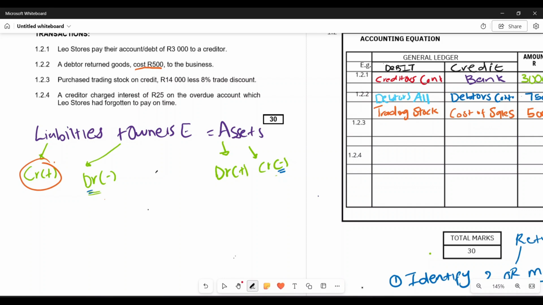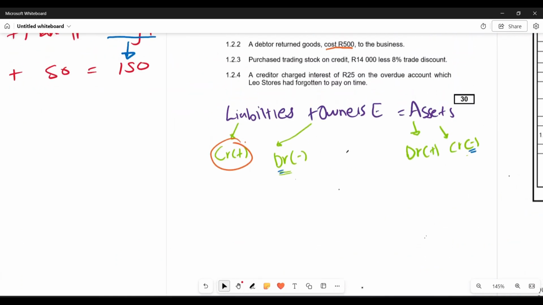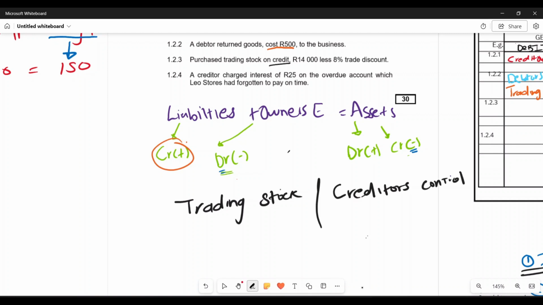Now, 1.2.3, here we purchase trading stock on credit of 14,000 less 8% trade discount. Now, first, when we purchase stock, remember the first step is to identify your two accounts. What are the two accounts that would be affected? So here we are purchasing trading stock, so the first account will be your trading stock account. And because we are purchasing this trading stock on credit, the other account that will be affected is your creditor's control. If we purchased this trading stock for cash, the other account that would be affected would have been bank. But here, because you are purchasing on credit, the account that will be affected is your creditor's control.